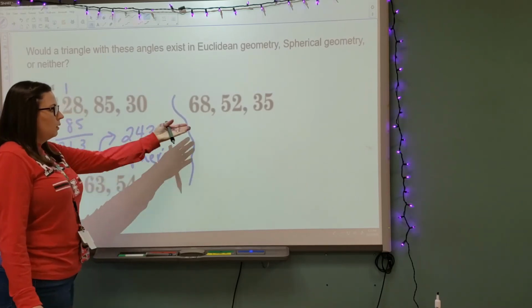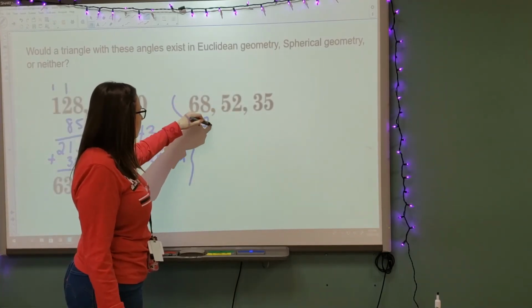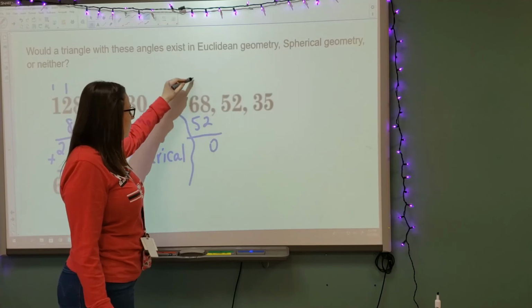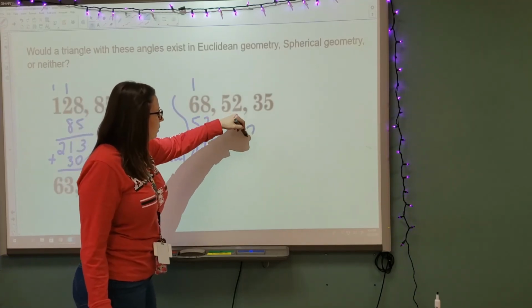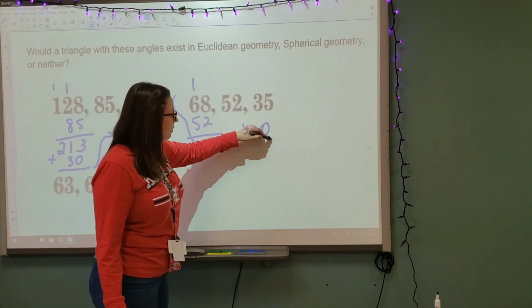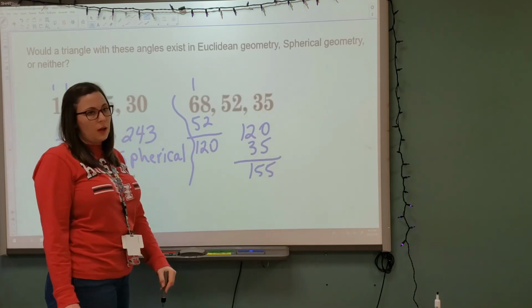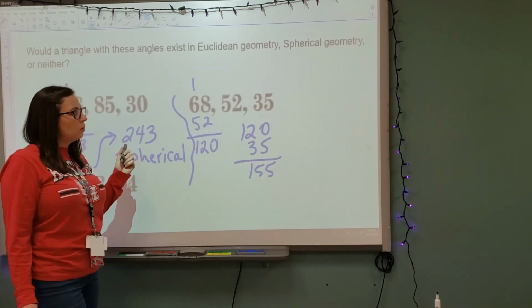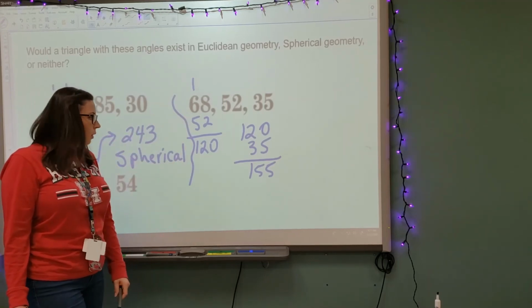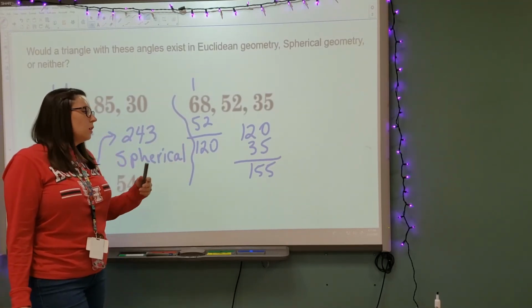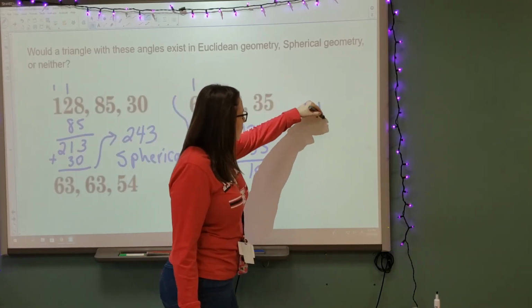Okay, these ones, 68, 52, and 35. 8 and 2 is 10, carry your 1, 11, 12, so 120. 120 plus 35, 155. Does that match spherical? No, because it's not over 180. Does that match Euclidean? No, because it's not exactly 180. So guess what? This one is neither.